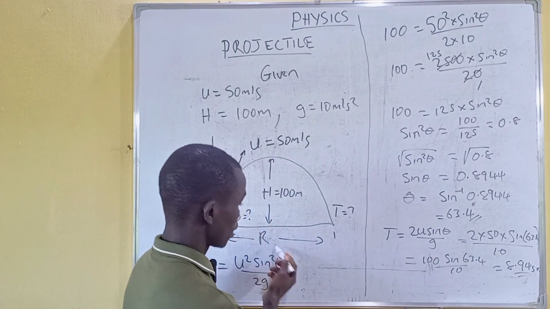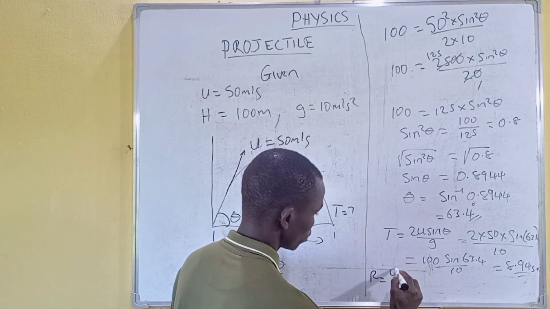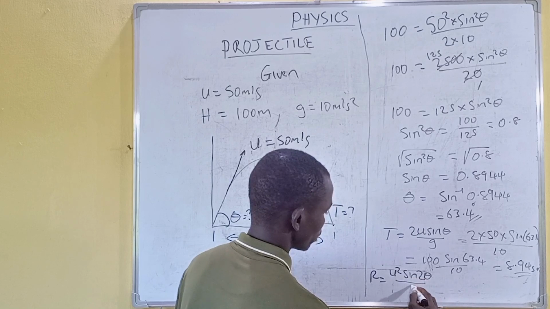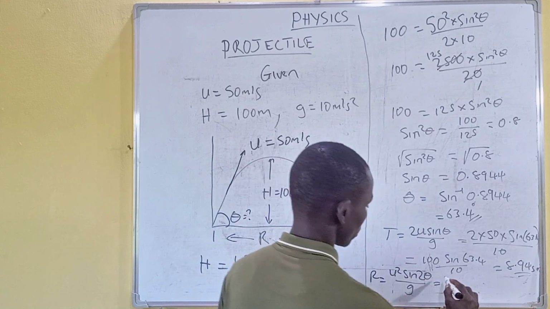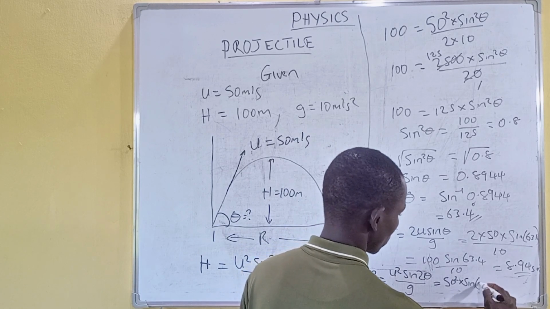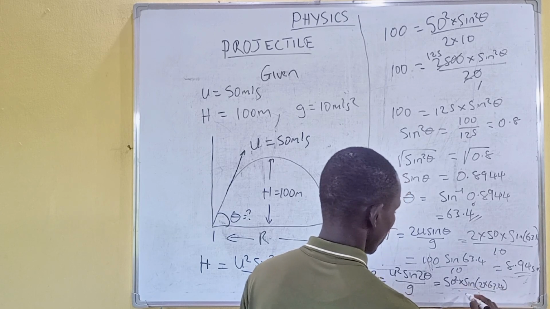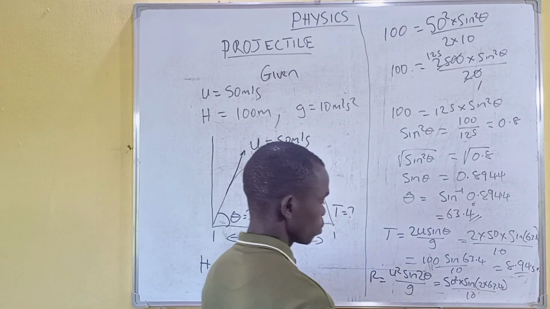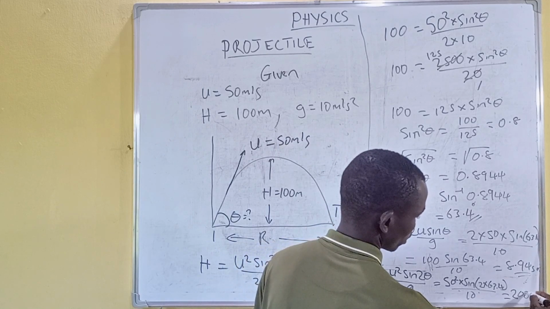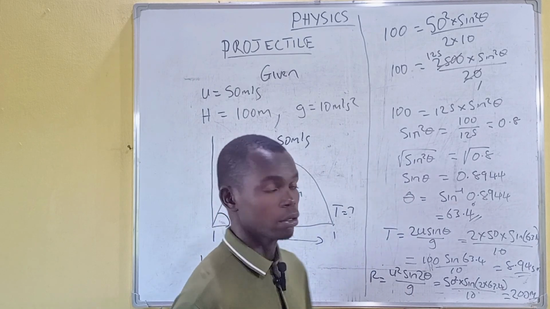For us to calculate our range, I know that range is equal to u squared sine 2 theta over g. So this will be 50 squared times sine 2 times 63.4 divided by 10. When you press your calculator, we have 200 meters. This is our answer to this question.